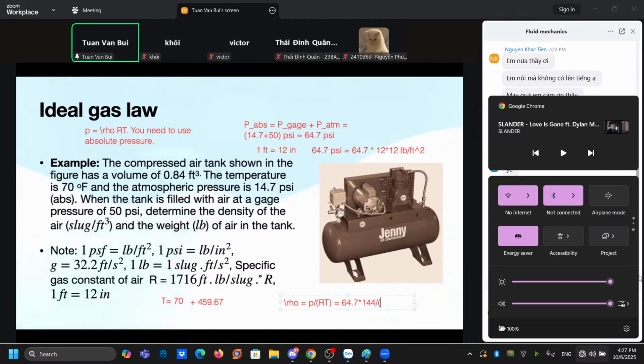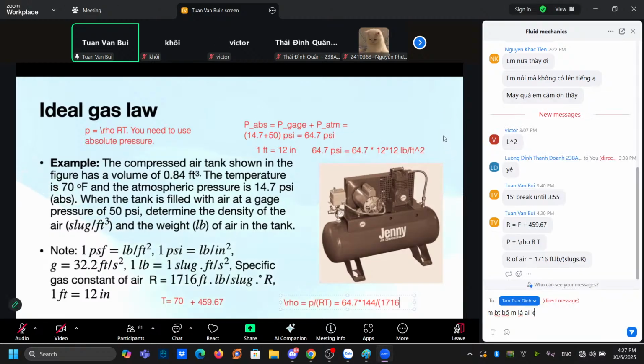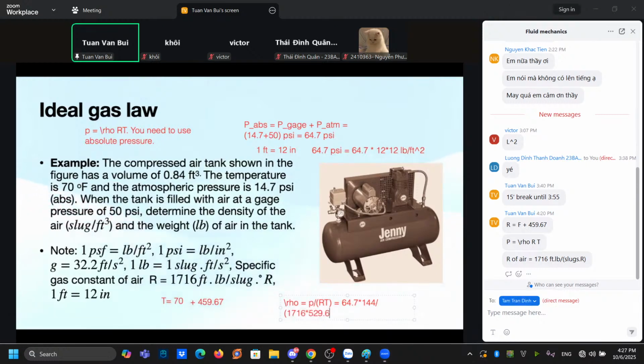R, that is the specific gas constant of the air, 1716, multiplied by 70 plus 459.67, so this will be 529.67. Okay, so that will give 0 point something. The unit of the density in this exercise will be slug per cubic feet. Okay.